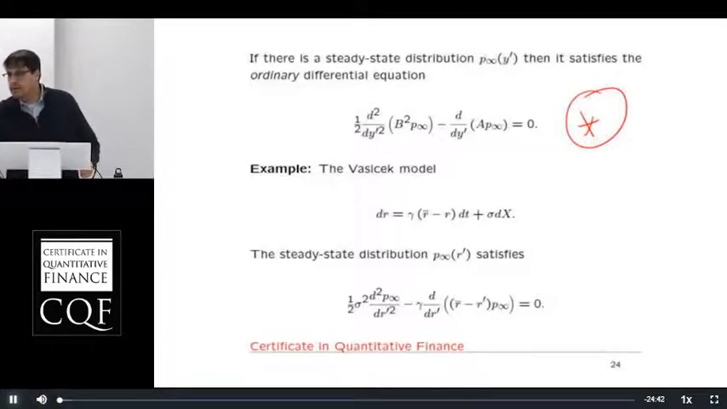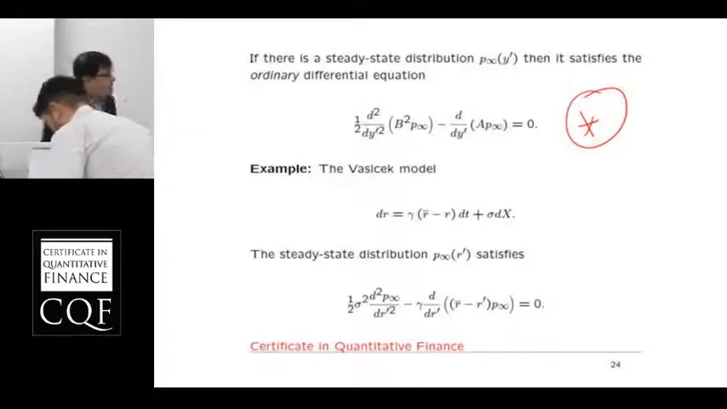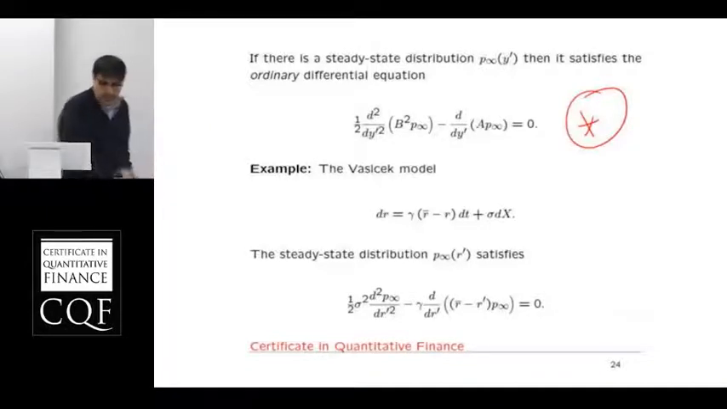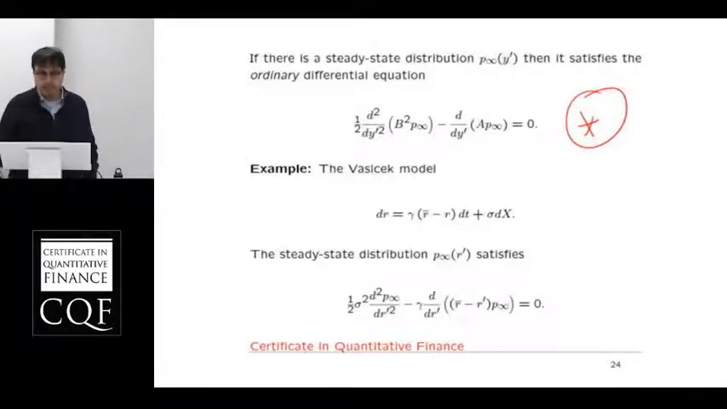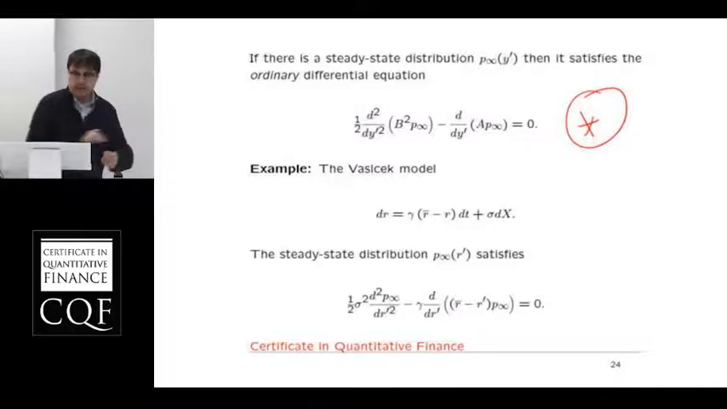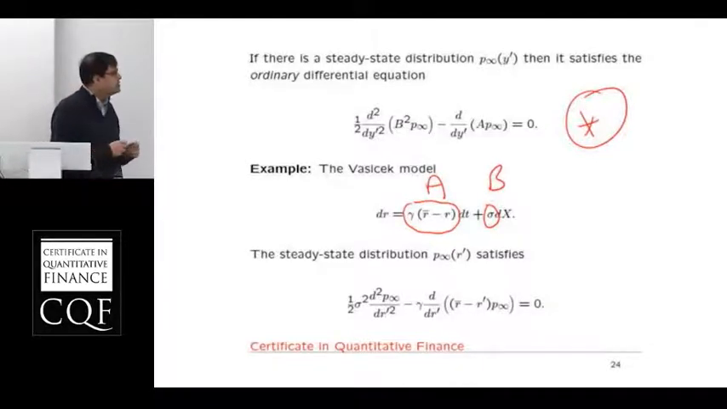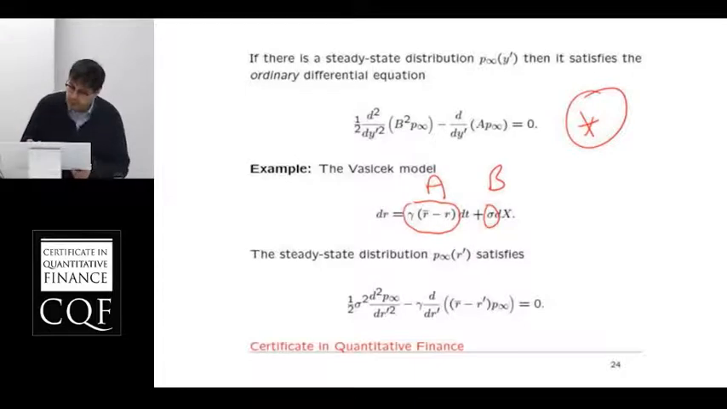This equation here. Suppose we want to go about looking for a steady state distribution for the Vasicek model. We know that this is what the Vasicek model looks like. This bit here, that's A. This bit there is B. So you substitute this into the relevant parts.